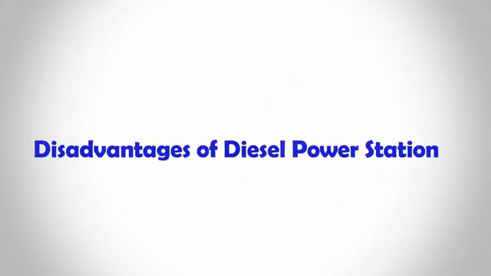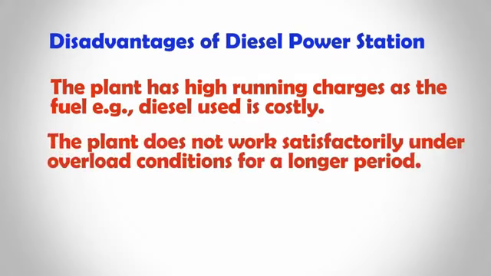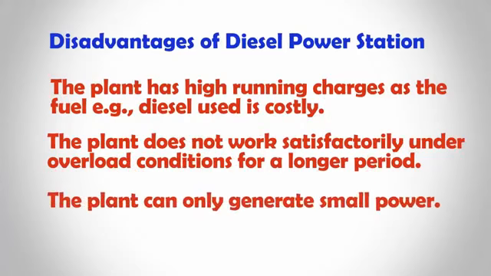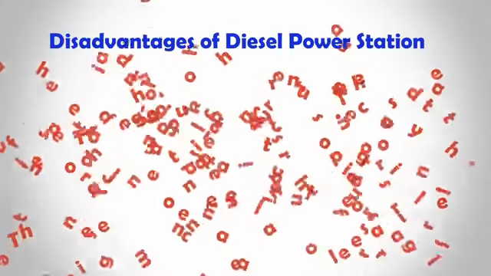Disadvantages of diesel power station. The plant has high running charges as the fuel, for example diesel, used is costly. The plant does not work satisfactorily under overload conditions for a longer period. The plant can only generate small power. The maintenance charges are generally high.